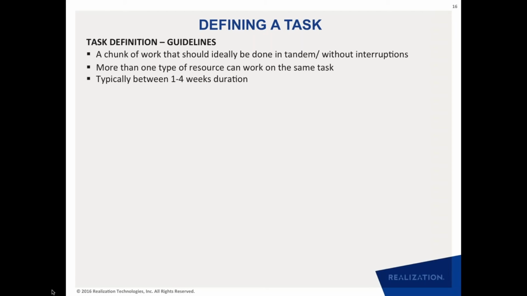So instead of declaring them as separate tasks in a project plan, what we are recommending is that they are just subtasks inside one larger task. And when you do that, you automatically force these activities to happen in a synchronized way. And again, more than one type of resource can work on the same task. So a task is not something that is done by an individual or even a skill set. Sometimes multiple skill sets can be on the same task.